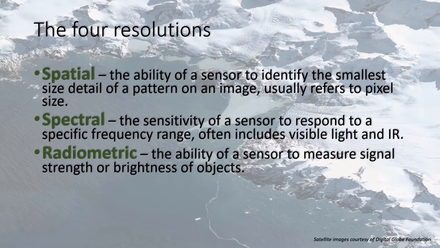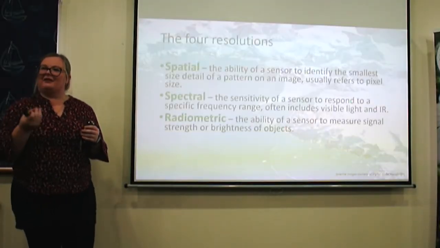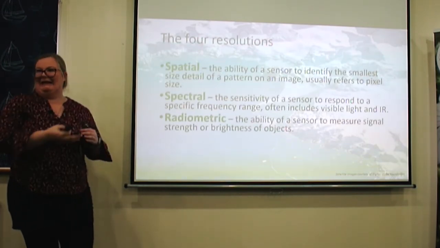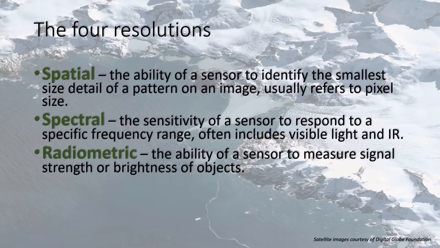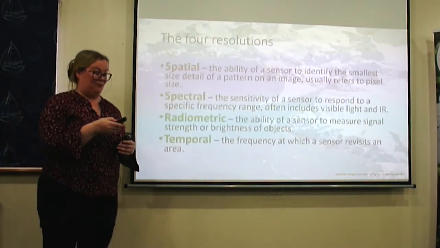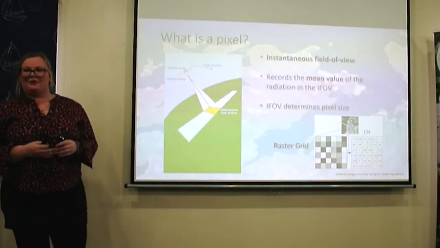Radiometric, so this is measuring the signal strength. If anybody remembers 8-bit video games and their very pixelated screens, well, that's kind of what we mean here, and the ability of the imagery to give you more information within a pixel. And then the last one is temporal. So that is how frequently a satellite sensor goes over a certain place on Earth at any point in time. So let's go into detail about these four resolutions.